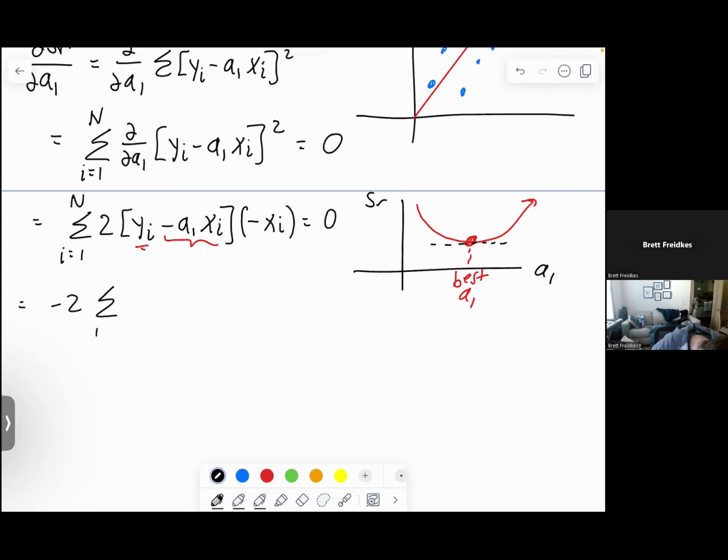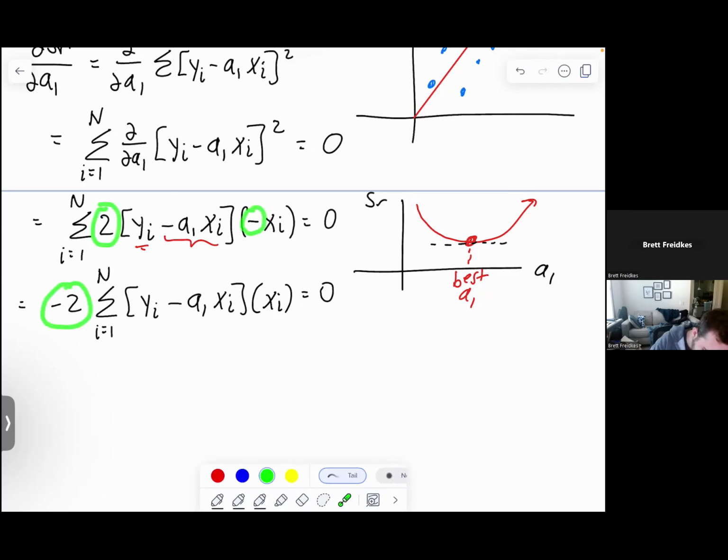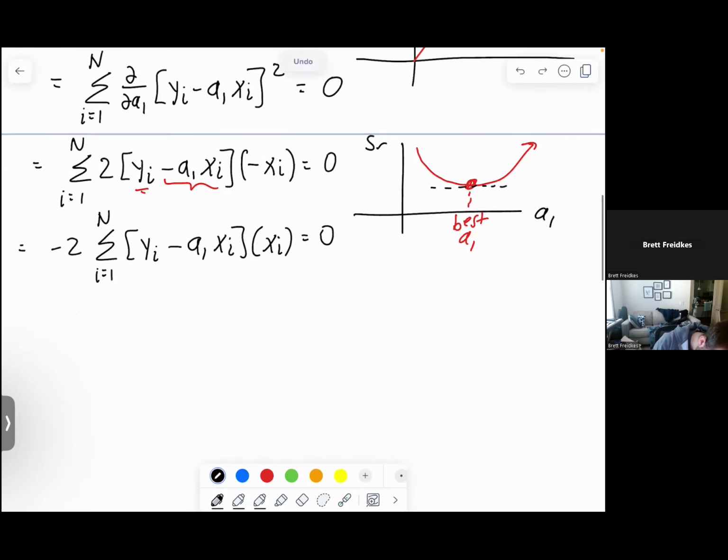The summation of yi minus a1 xi times xi is equal to 0. You see what I did? This negative is a -1 with that 2. I took that outside the summation because that's just a constant that's being multiplied by every term. I can factor it out. And because of that factoring and the fact that it's equal to 0, I can end up canceling it out.